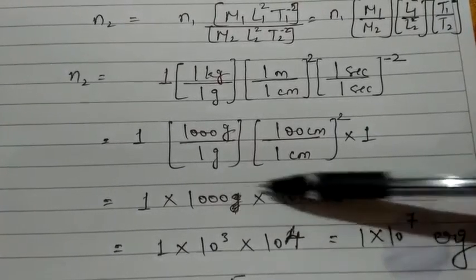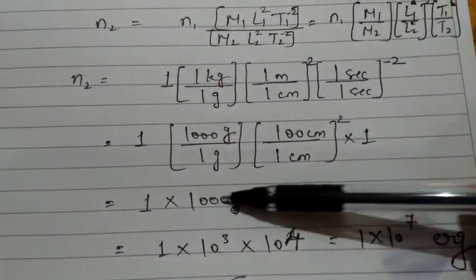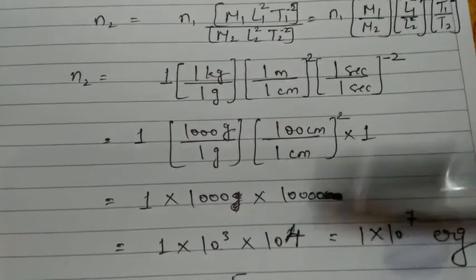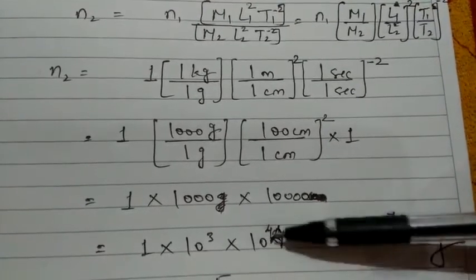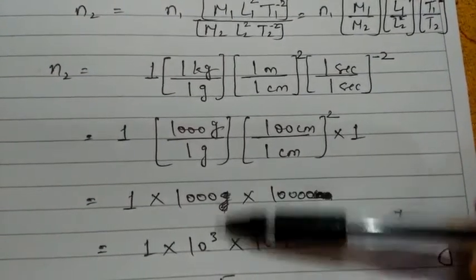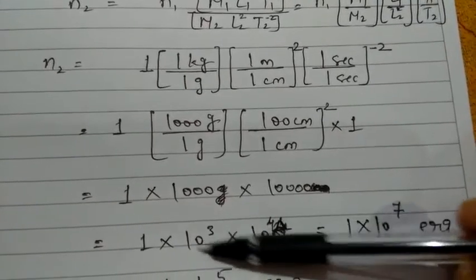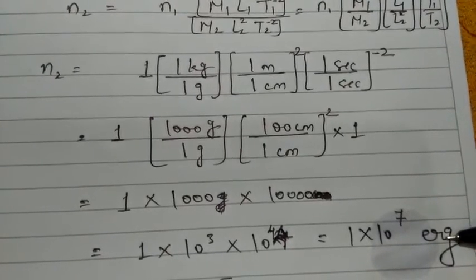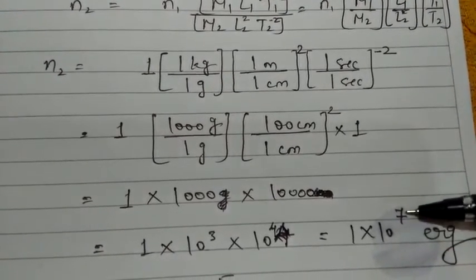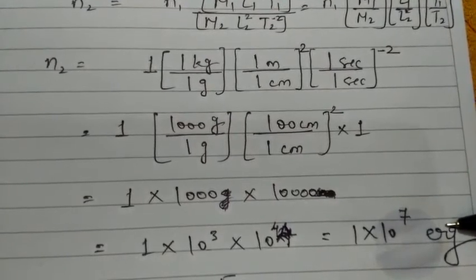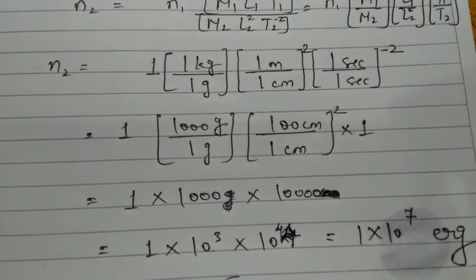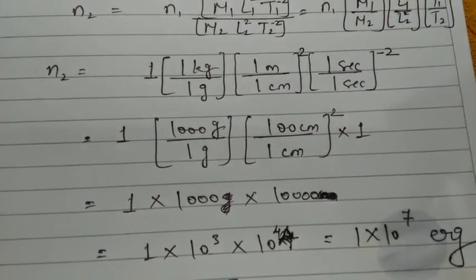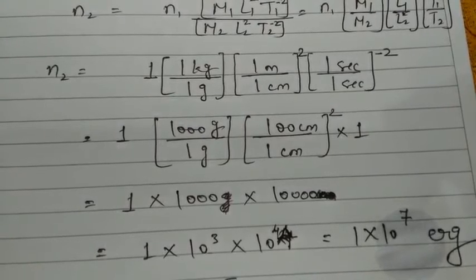First we will write in terms of powers. So 1000 can be written as 10 to the power 3, and 10,000 can be written as 10 to the power 4. When we solve this further, we will get 1 into 10 to the power 7 erg. So 1 joule equals 10 to the power 7 erg. Is it clear to all? Here we were given one value, 1 joule, and we have converted it to the CGS system and got 1 into 10 to the power 7 erg.